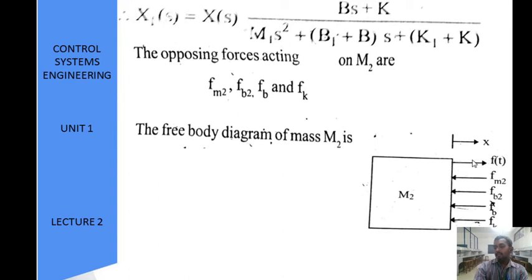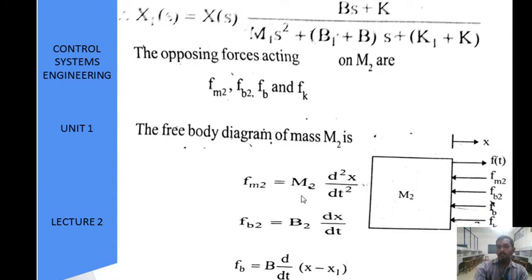This is the applied force and these are the opposing forces. I repeat, this f of t is the applied force and these are the opposing forces, and x is the displacement. So for m2, the opposing forces are fm2, fp2, fb and fk. fm2 is equal to m2 into d square x by dt square, fp2 equals b2 into dx by dt, and fb is equal to b into d by dt of (x minus x1), and also fk is equal to k into (x minus x1).